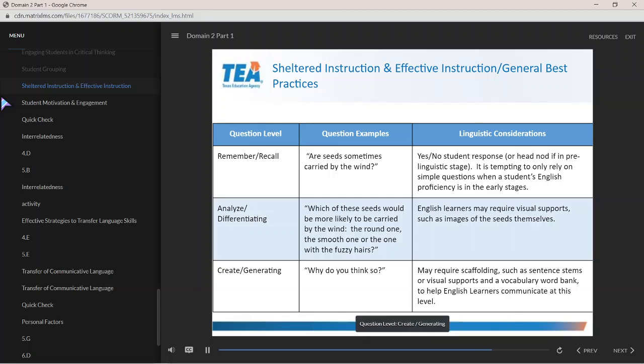Question level: create, generating. Question: why do you think so? Linguistic considerations: note that this type of question may require scaffolding such as sentence stems or visual supports, and a vocabulary word bank to help English learners communicate at this level.